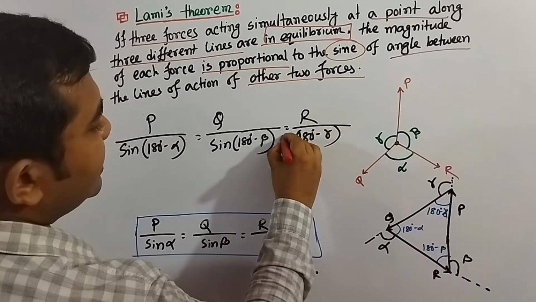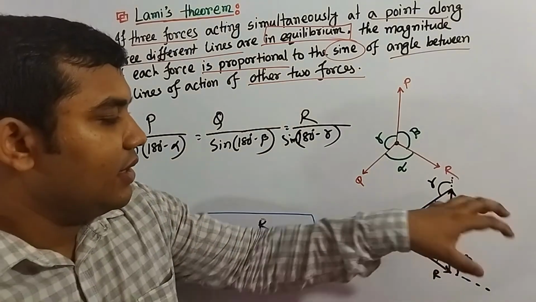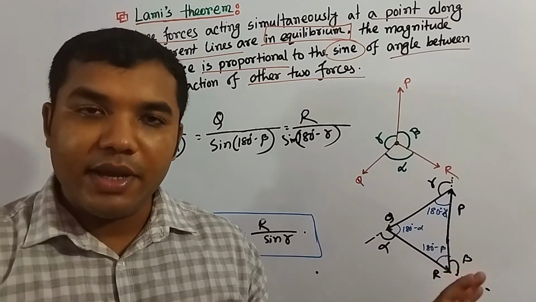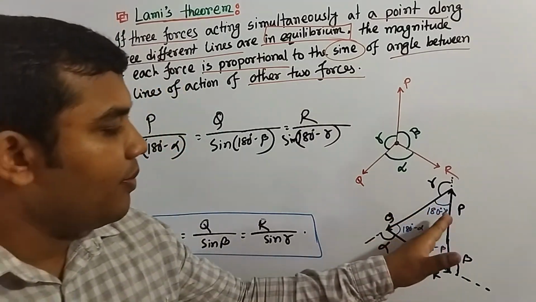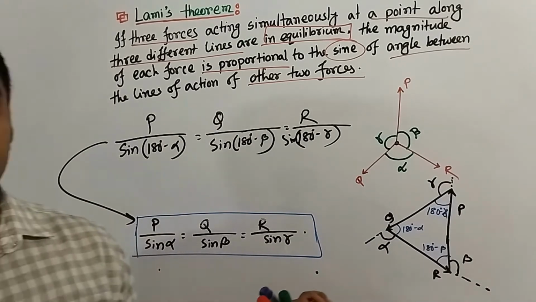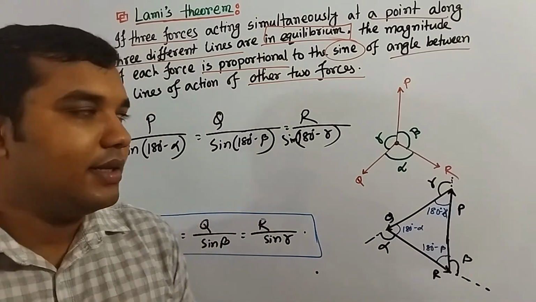Okay, so my dear students, I think we all can understand how, from this law of triangle, because all these three are in equilibrium, we can also prove Lami's theorem too. So in both ways, this or this, we can understand Lami's theorem.